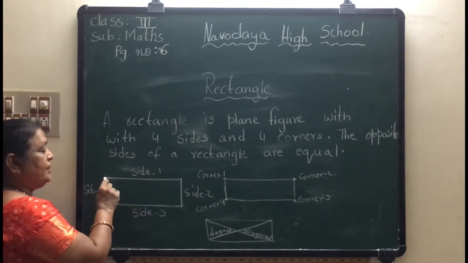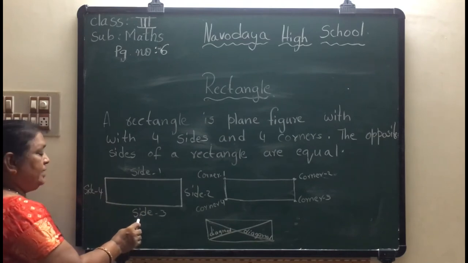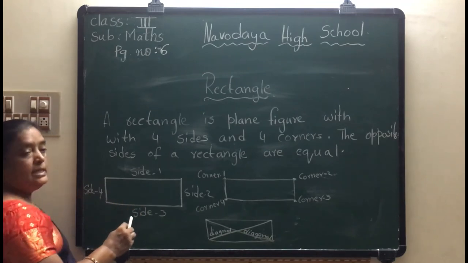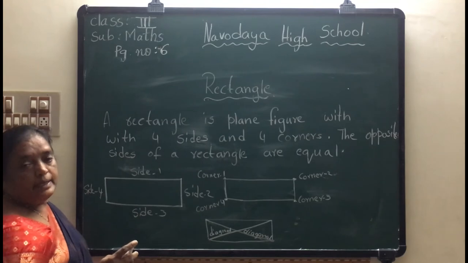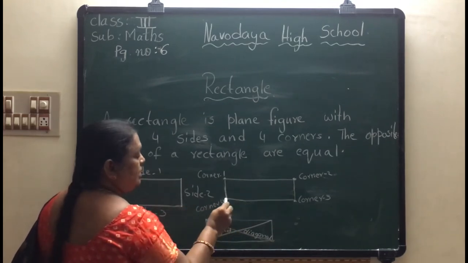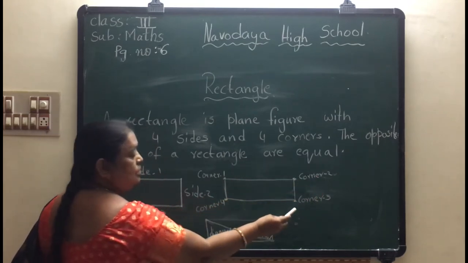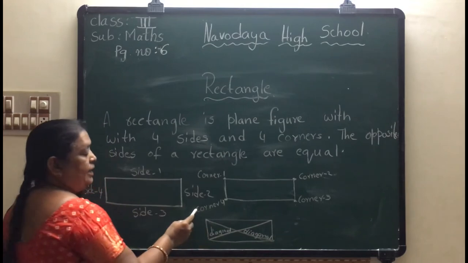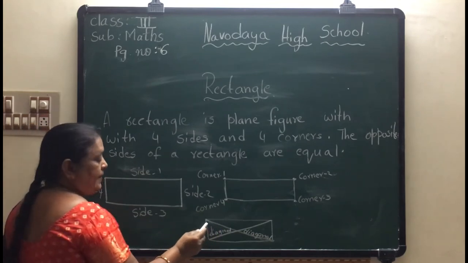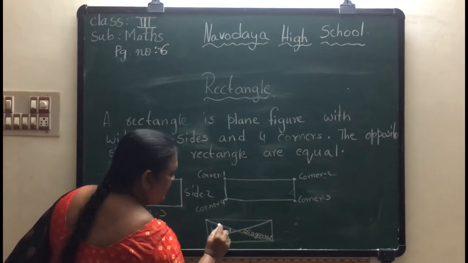Children, in this first rectangle, side 1, side 2, side 3 and side 4. Four sides are there for the rectangle. Now let us see how many corners are there for the rectangle. This is corner 1, corner 2, corner 3 and corner 4. Okay, let us see the third figure, rectangle. In this rectangle, two diagonals are there. See, here two lines are there.